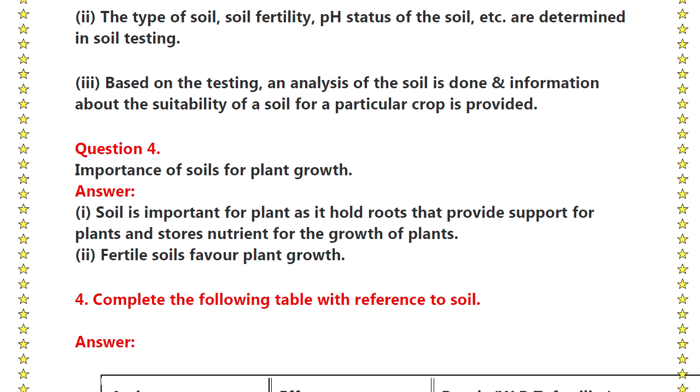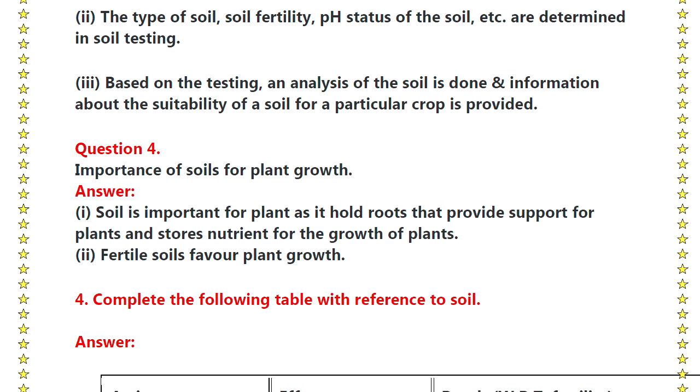Question number 4. Importance of soil for plant growth. Answer: soil is important for plant growth as it holds roots that provide support for plants and stores nutrients for the growth of plants. Fertile soils favor plant growth.